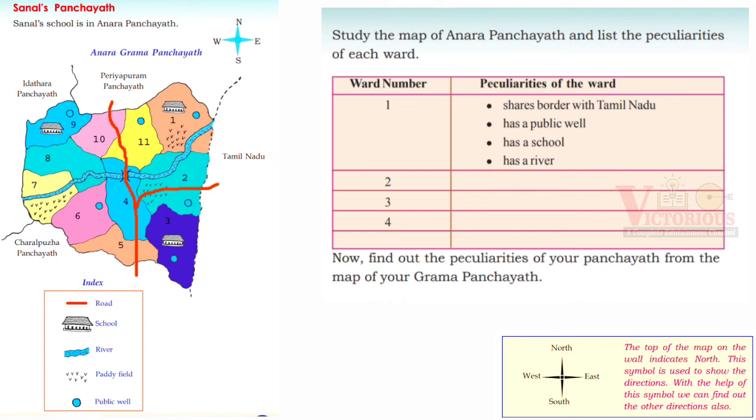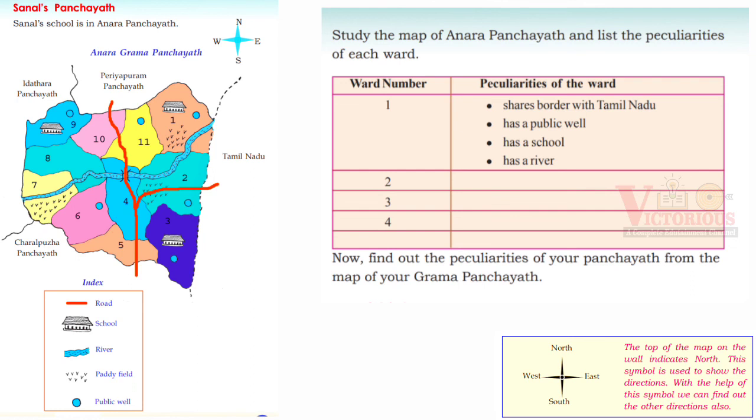Then, what about ward number 3? Yeah, shares border with Tamil Nadu. Same as ward 1 and 2. Then, yeah, there is a school, right? Yeah, okay, ward 3 has a school. Then, yeah, ward 3 has a public well. Yeah, shares border with wards 4 and 5. Very good. Then what about ward number 4? Yeah, ward number 4 has a river, has a bridge, has a road, shares border with wards 2, 3, 5, 6, 8, 10 and 11.